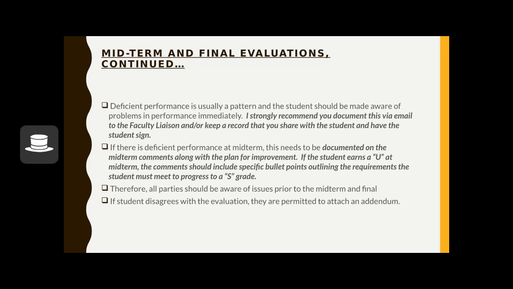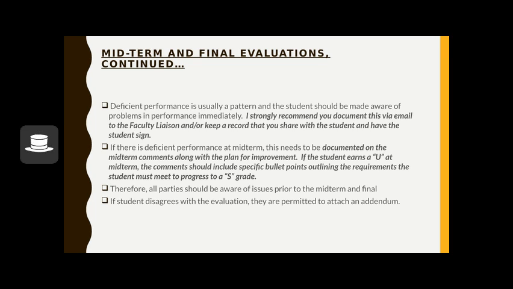If this deficiency occurs and persists until midterm, this needs to be documented on the midterm comments. You as a field instructor will have a place to comment, and the faculty liaison will as well, along with the plan for improvement. So an action plan if there are continued issues. If the student earns a U at midterm, the comments should include specific bullet points that outline the requirements the student must meet to progress to an S or satisfactory grade. So field is graded on an unsatisfactory or satisfactory.